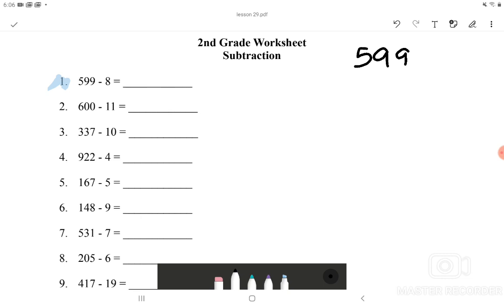When you're doing these type of problems, you always have to make sure that you put the numbers in the correct places: ones with ones, tens with tens, and hundreds with hundreds places. So 9 minus 8 is equal to 1. 9 minus 0 is 9. And 5 minus 0 is 5. So we know that the answer for number 1 is 591.